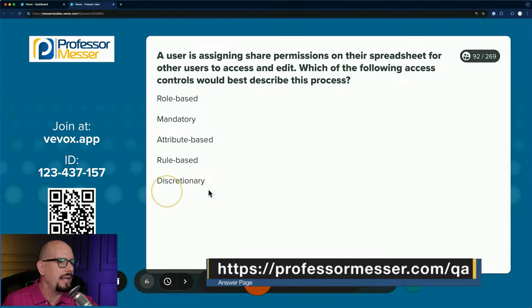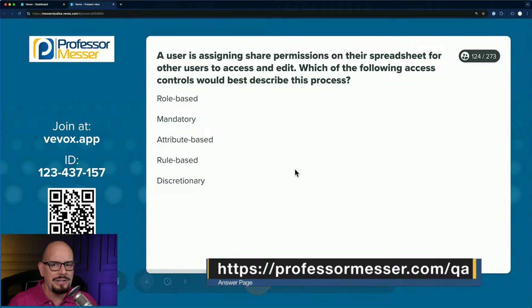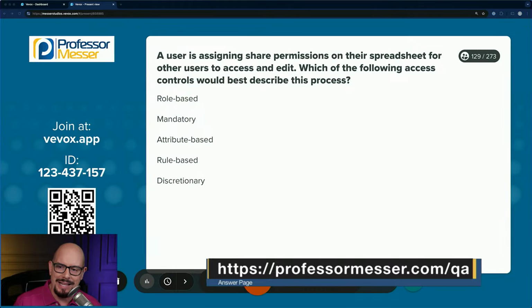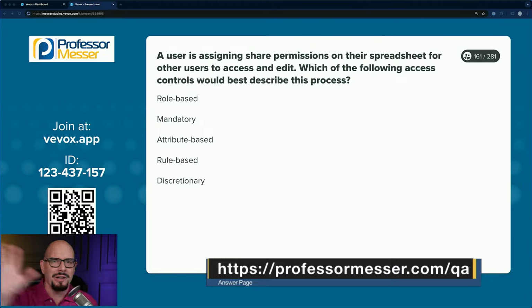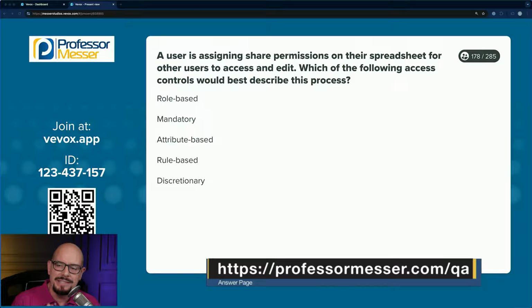If you think you know the answer, go to professormesser.com/QA and lock in your answer. See what a lot of people think they know this one right off. You can see a lot of people answering in here. You can see the numbers go up very quickly. We either know this one or we're really all over the place again. We're about to find out. This might be a gimme. Maybe you really know your access controls.